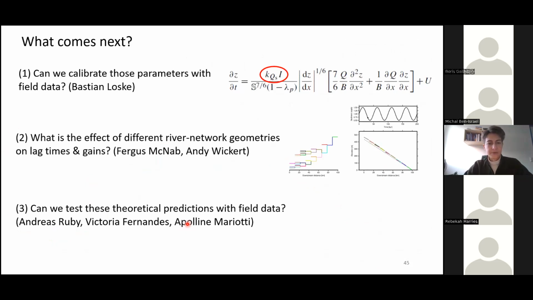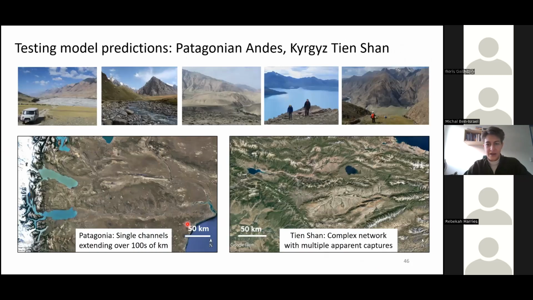And finally, can we test these theoretical predictions with field data? That's really one of the goals of the other people in the project. And what we've decided to do is look at two different end members of channel network geometries and see what we see, basically. So southern Patagonia is one site. The Rio Santa Cruz flows from Lago Argentino on the left, all the way out to the Atlantic Ocean. So a couple hundred kilometers with essentially no tributaries. The tributaries that are there are very small. So this could be something quite close to a single threaded channel.